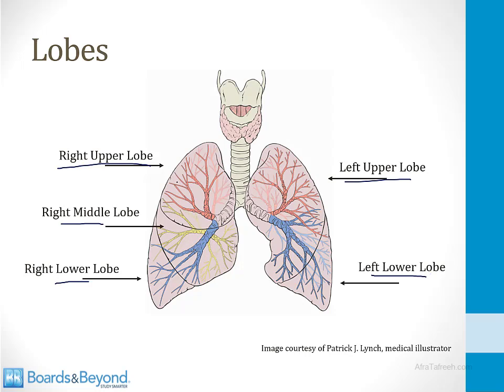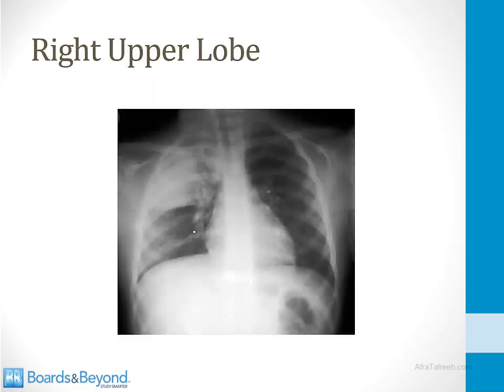The lobes are separated by fissures. This fissure here on the right is called the horizontal fissure, and this one down here is called the oblique fissure of the right lung. In the left lung, there's only one fissure, and this is called the oblique fissure of the left lung. The most important thing to know about the anatomy of the lungs is how to identify which lobe is infected in the case of lobar pneumonia.